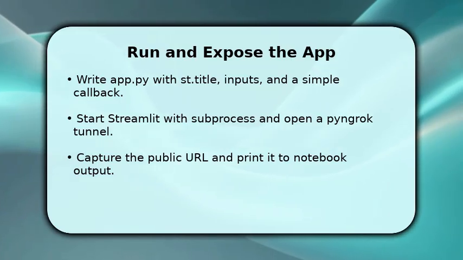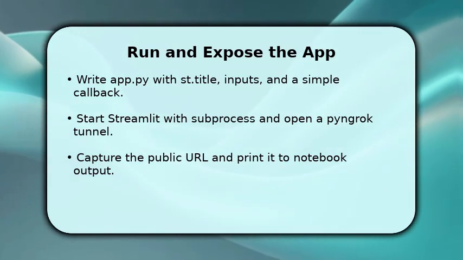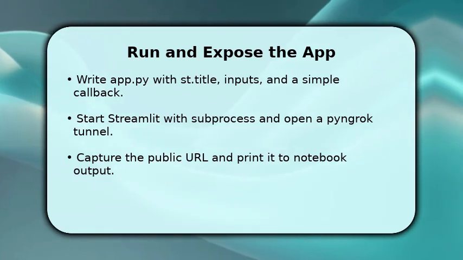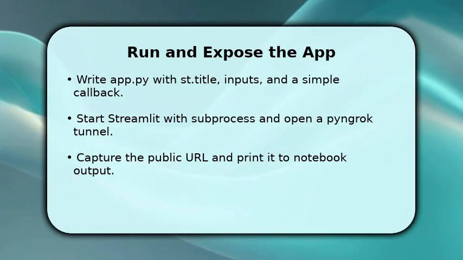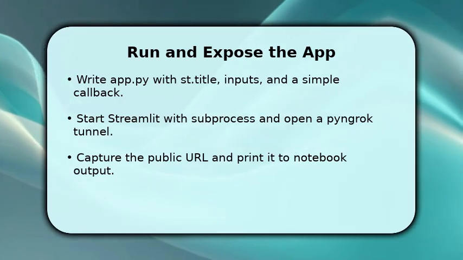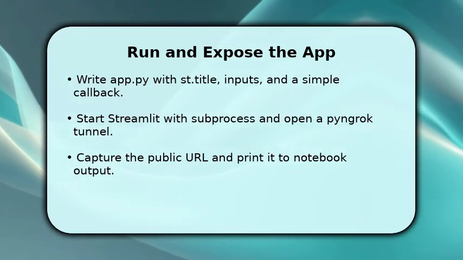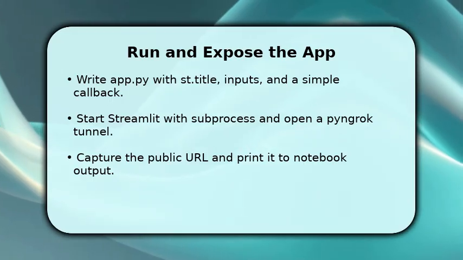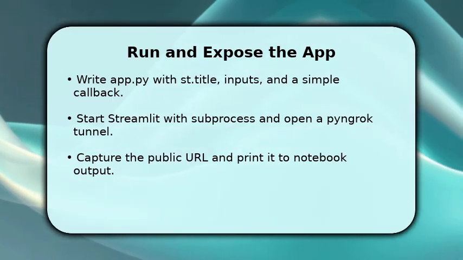Then, in the notebook, launch Streamlit in the background via subprocess or nohup and immediately establish a Pyngrok HTTP tunnel pointing at Streamlit's local port, usually 8501. Once the tunnel is up, capture the returned public URL and print it in the notebook cell.